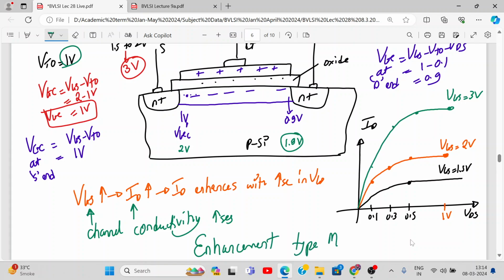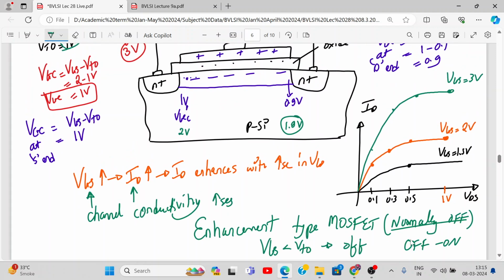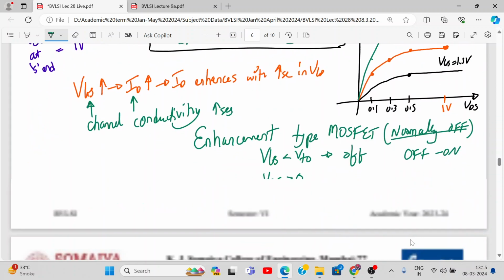Enhancement type MOSFETs are normally off MOSFETs. This is what we call normally off MOSFETs. Because if I apply VGS less than VTO, it is off. So we are taking it from off to on. Normally off means off to on. You have to apply VDS also non-zero to turn it on. Okay, so that's why it's called an enhancement type MOSFET. So that's why we get the characteristics which look like this.